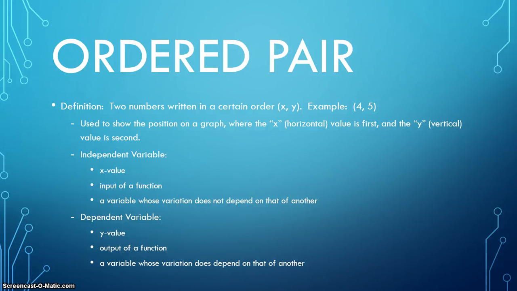Now we're going to start off first with the definition of ordered pair, just to reiterate. Two numbers in a certain order, x comma y. And remember, the x value or the horizontal value is always first. The y value or the vertical value is always second. And x can be known as the independent variable, the input, or the x value. The y value can be known as the dependent variable, the output, or the y value.